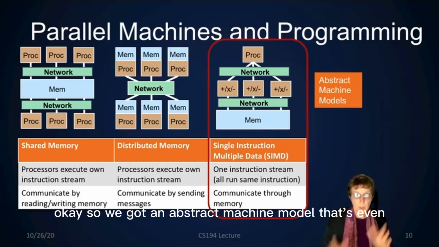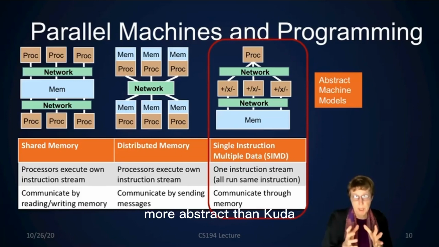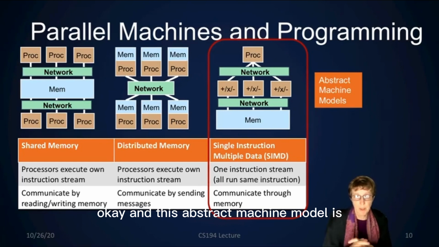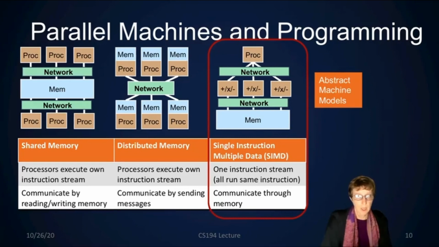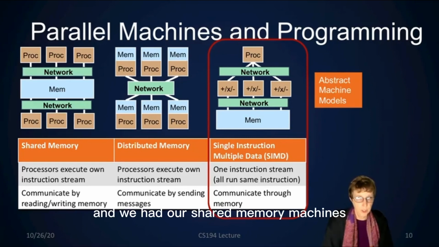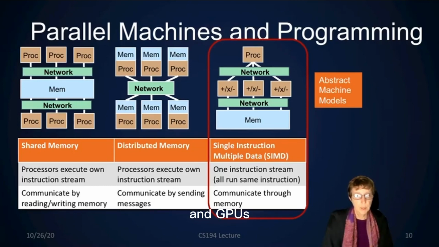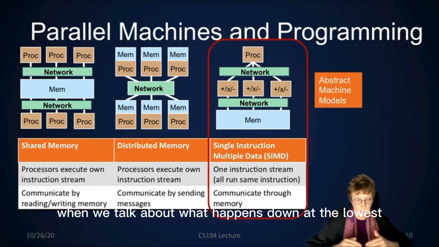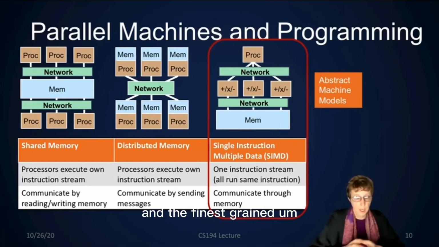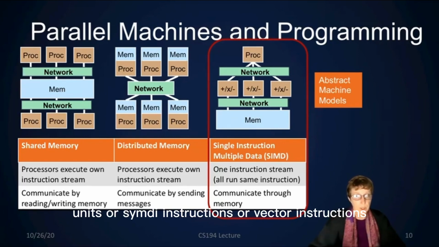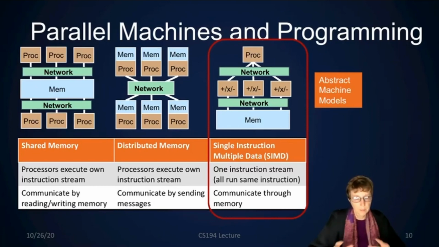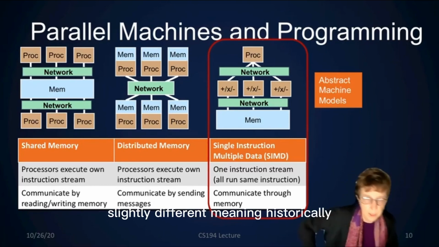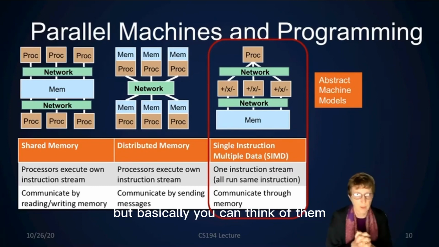Okay, so we have an abstract machine model that's even more abstract than CUDA. This abstract machine model is the third of these parallel machines that I talked about several weeks ago. We had our shared memory machines. We will have distributed memory machines in the last unit of the class. And GPUs, at least when we talk about what happens down at the lowest level of hardware and the finest grained level of parallelism, look like SIMD units or SIMD instructions or vector instructions, all slightly different terms for the same thing, slightly different meaning historically, but basically you can think of them all as the same.